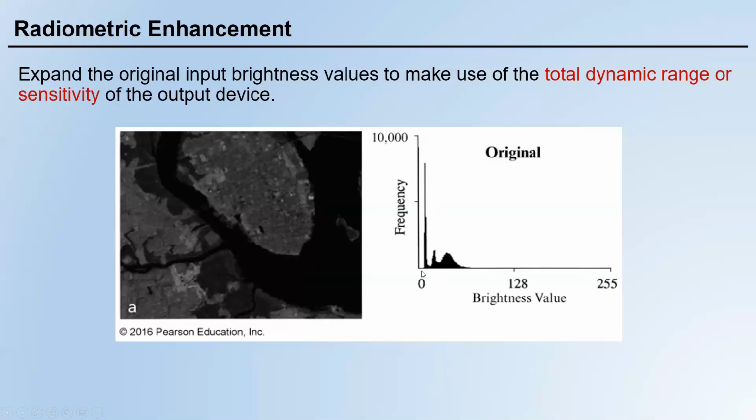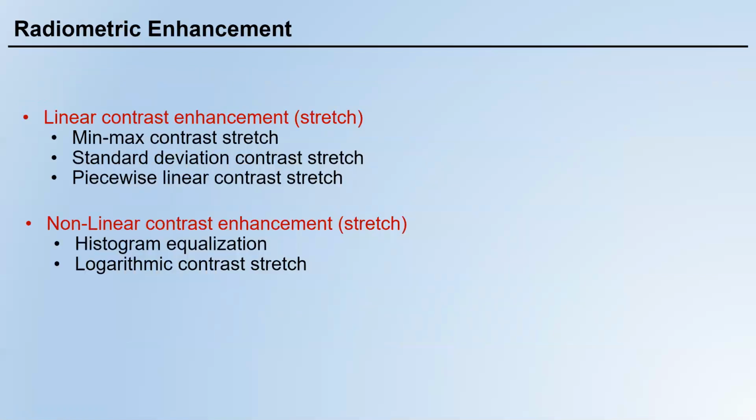And we're going to try to make sure that this image makes good use of the dynamic range from 0 to 255 instead of using only a small part of the dynamic range. So as a result, this image will be brighter and pixels will be easier to differentiate from each other. Okay. So we have different methods to do this, to redistribute, to manipulate the histogram.